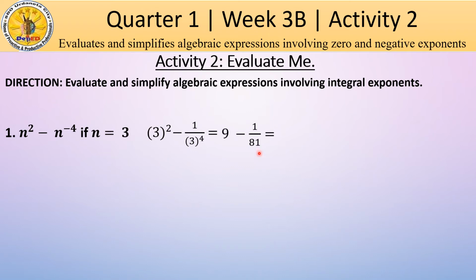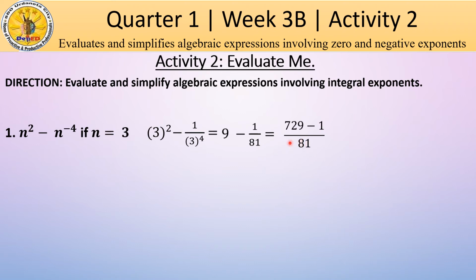How did we get 81? So we have 3 times 3 is 9, times 3 is 27, times 3 is 81. So we have multiplied 3 four times. So we have 81. Then, let's get the least common denominator, which is 81.